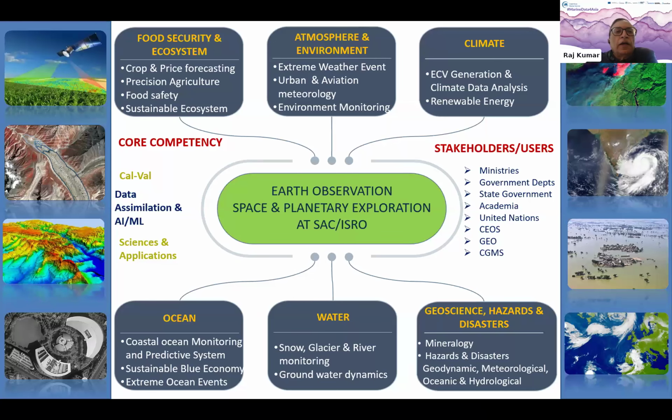First I will present overall what we are doing, not only in oceanography. This is the Space Application Center, Ahmedabad. We are doing all types of remote sensing for societal applications like food security, ecosystem, agriculture, forestry, and atmospheric sciences, environmental sciences related to air pollution. Then some climate studies, the essential climate variables related products which we generate. And renewable energy is one of the major things now all over the world.